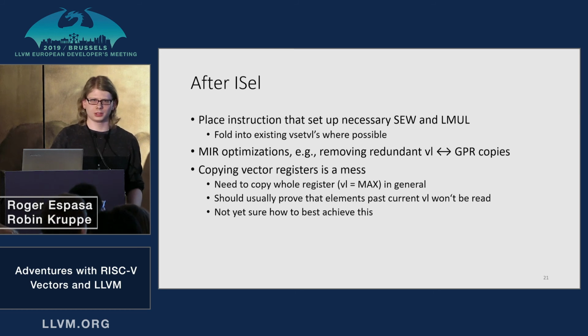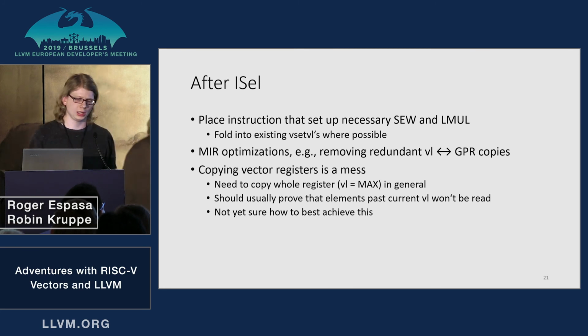In general, in most code, you don't want to copy the elements past VL because they don't matter. You're not actually using them. But in the backend, we have to actually go and prove in some way that these don't matter. So it's not quite yet clear how to do that. Maybe tweak the definition of the pseudo instruction in intrinsics. Maybe do an analysis of the uses of the copy. We'll have to see.